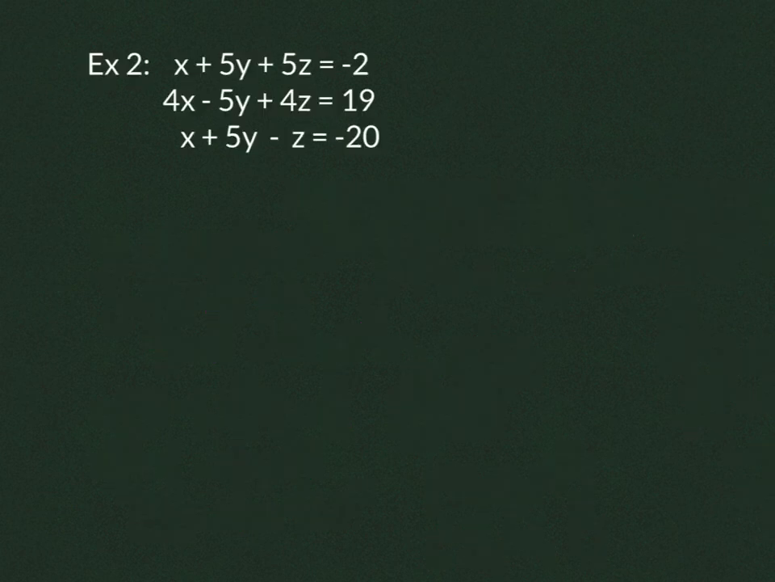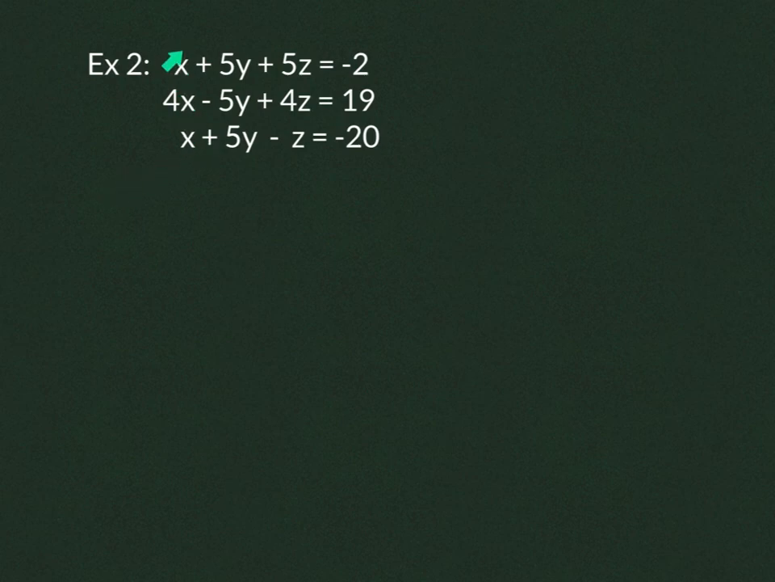Now on to a more challenging problem. In this example, all 3 of our equations have all 3 variables. So I'm not going to use substitution here. I'm going to use elimination multiple times. What I'm going to do first is pick 2 equations, any 2 equations I want, and I'm going to get rid of one variable, whichever variable I want.